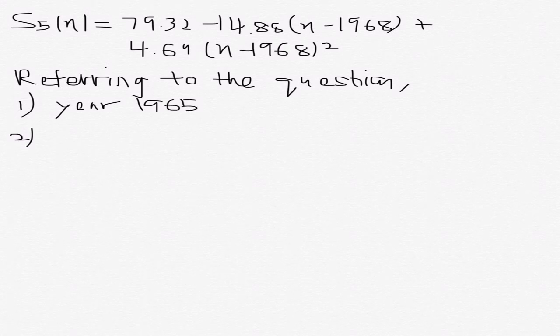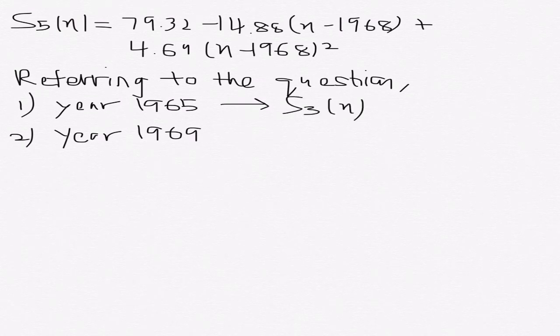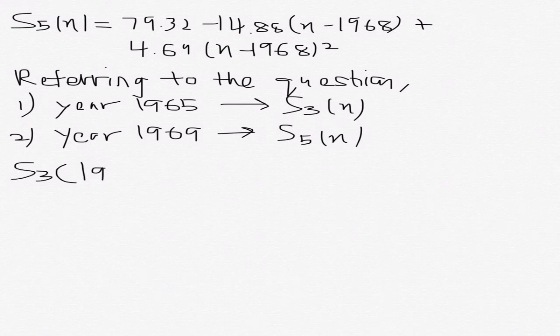The year 1965 and the year 1969. As we know, 1965 lies in the S3(x) function, that means the third equation, while 1969 lies in the last function S5(x). So now we substitute the value. The x turns into 1965 for the S3(x) function.